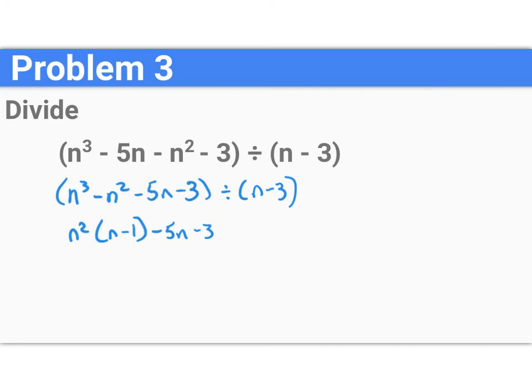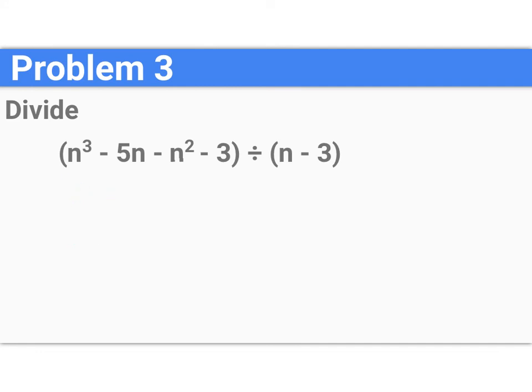Well, I couldn't factor by grouping, so let's try it the other way. Let me erase all of this. I thought I could simplify it with grouping, but it looks like it's not going to work for me. So let's just go ahead and divide it regularly. So let's take n cubed minus n squared minus 5n minus 3 and divide by n minus 3.